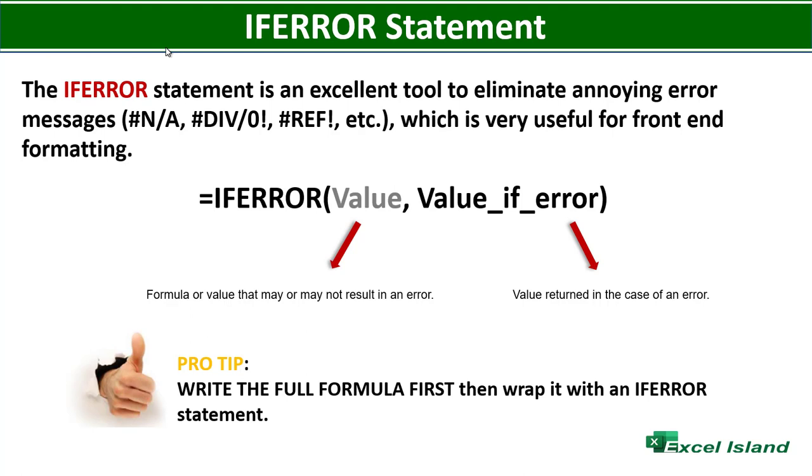Syntax wise, IFERROR is quite simple: equals IFERROR, open bracket, value, comma, then value_if_error. The value is the formula or value that may or may not result in an error. The value_if_error is the value you want to return in the case of an error, which you can also customize. I'll show you how to do that.